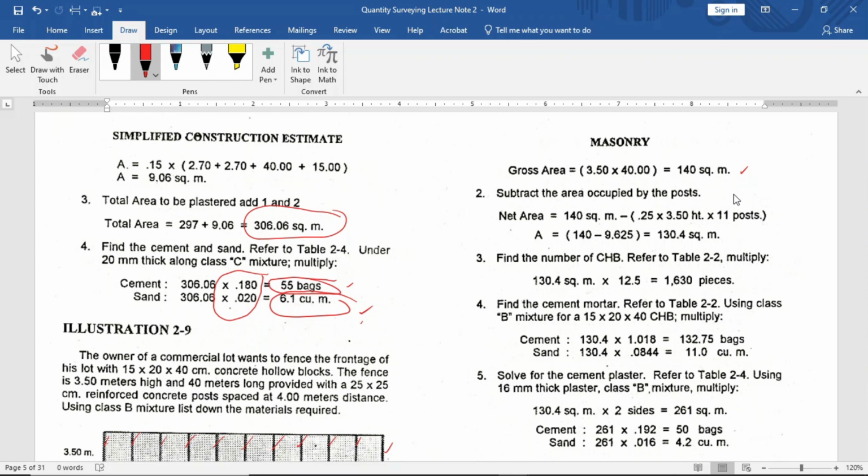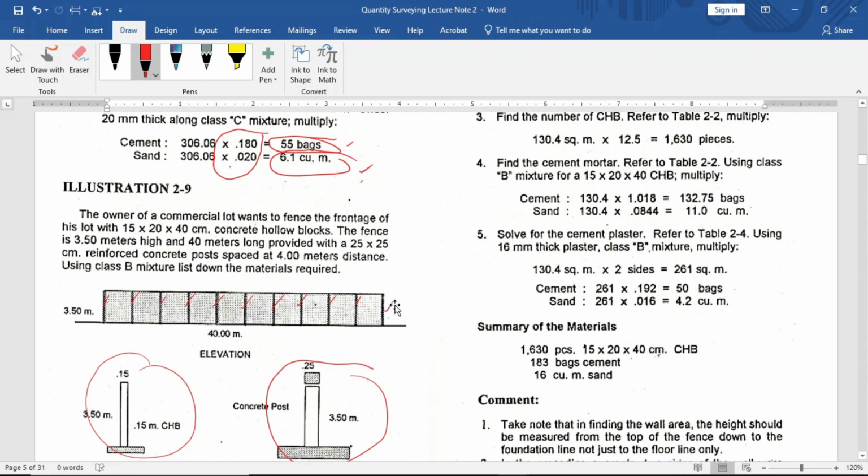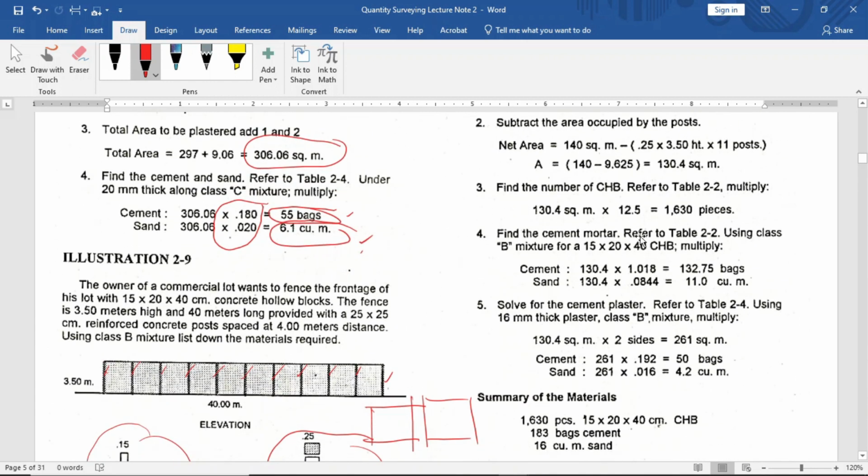So, pag nagka-plaster tayo, i-minus natin yung area ng columns natin. So, 140 minus ito. Kasi isang side lang naman yan. Ito. So, ito yung column natin. So, minus lang natin yung isang side lang ng post natin. So, ito yan.